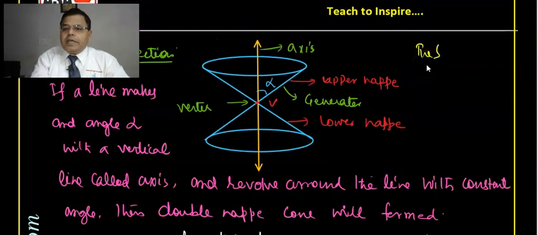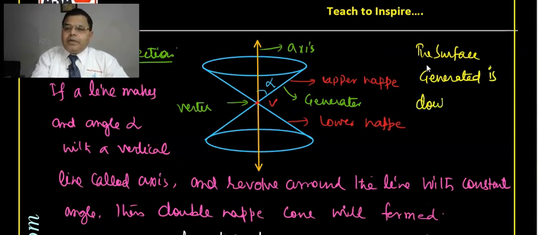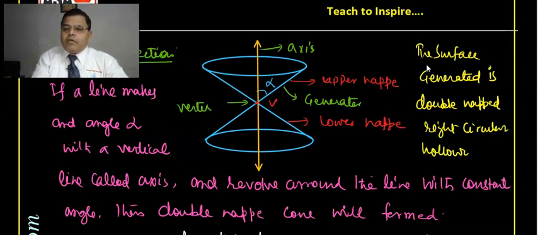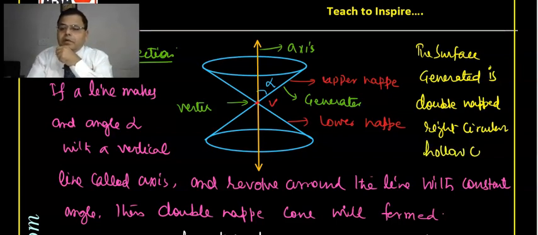The surface generated is a double napped right circular hollow cone, right? Right circular hollow cone.